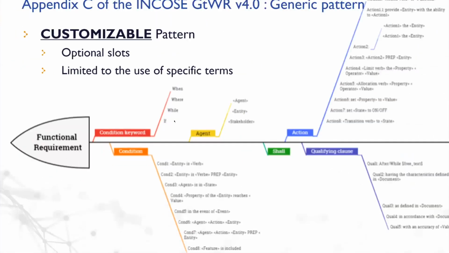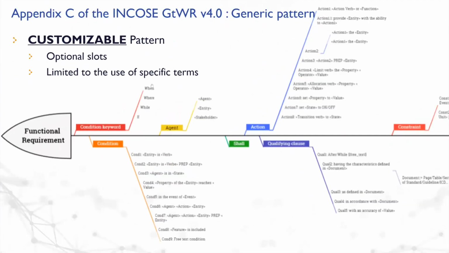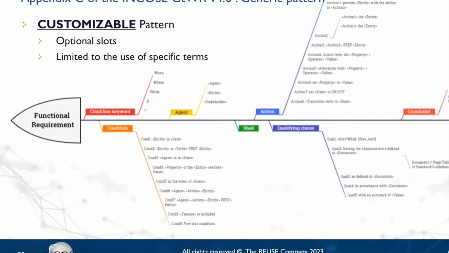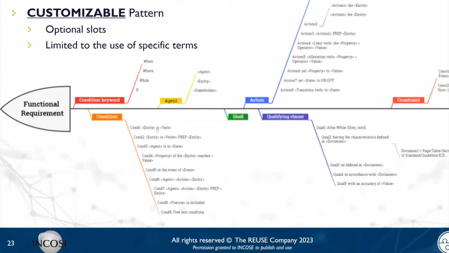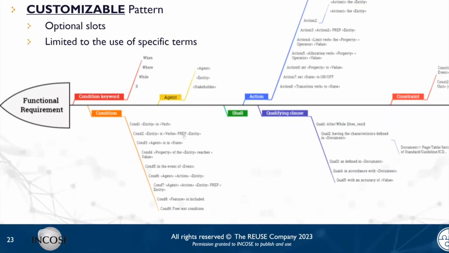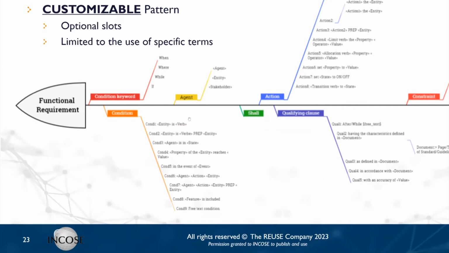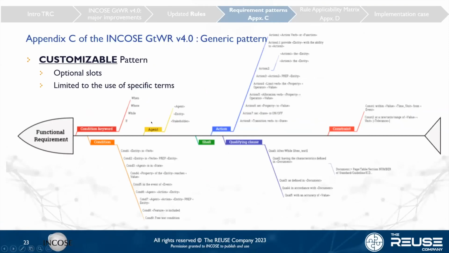In the example of functional requirements, if we look closer at some of the examples here, I could say that my condition keyword could be any of when, where, while, if. Sometimes where is not accepted, depending on the conventions or standards that we use. Then we have a condition: entity, is, and the verb: entity, is, verb, and preposition, entity. Some of the slots in each boilerplate might be optional, which makes the pattern flexible and applicable in different situations.